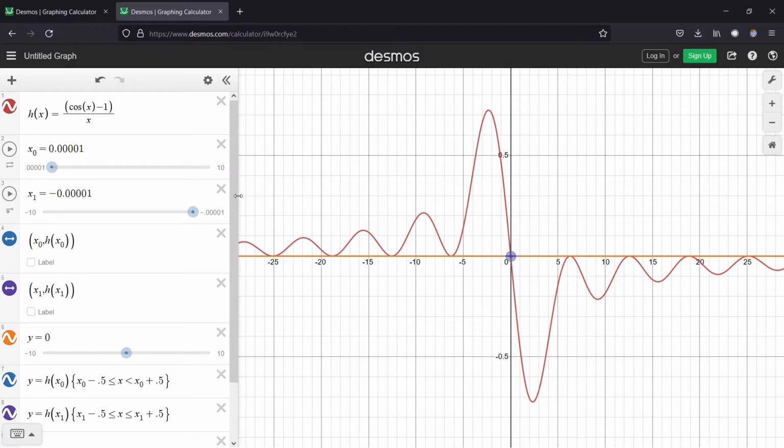And from calculus 1, you know that means that this limit exists because the limit exists from the left and the limit exists from the right. And this very clearly verifies our previous calculations.